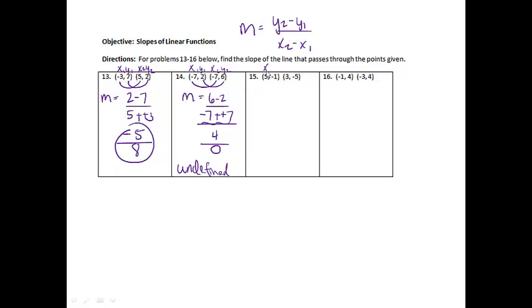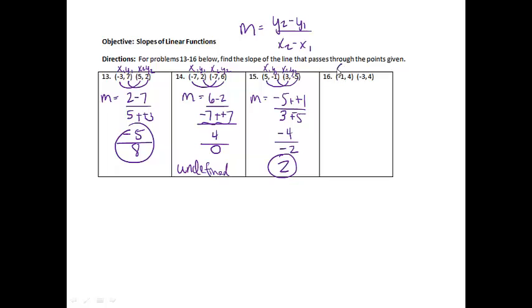Okay, number 15, x1, y1, x2, y2. To get the slope, we'll do y2 minus y1, so we'll get negative 5 minus negative 1. Again, watch those negatives. And then x2 minus x1, so 3 minus 5. All right, we'll leave, change, opposite, leave, change, opposite. Negative 5 plus 1 is negative 4. 3 plus negative 5 is negative 2. And then negative 4 divided by negative 2 is 2.